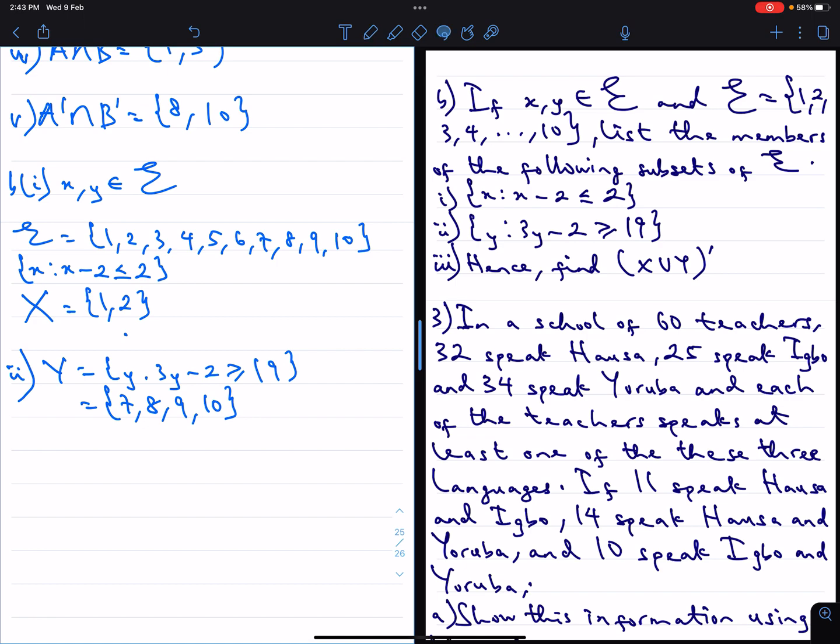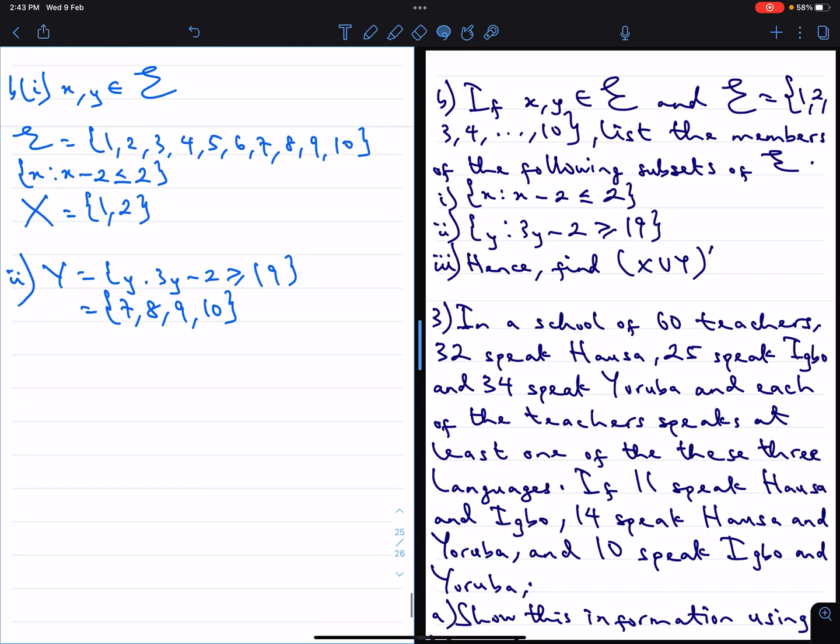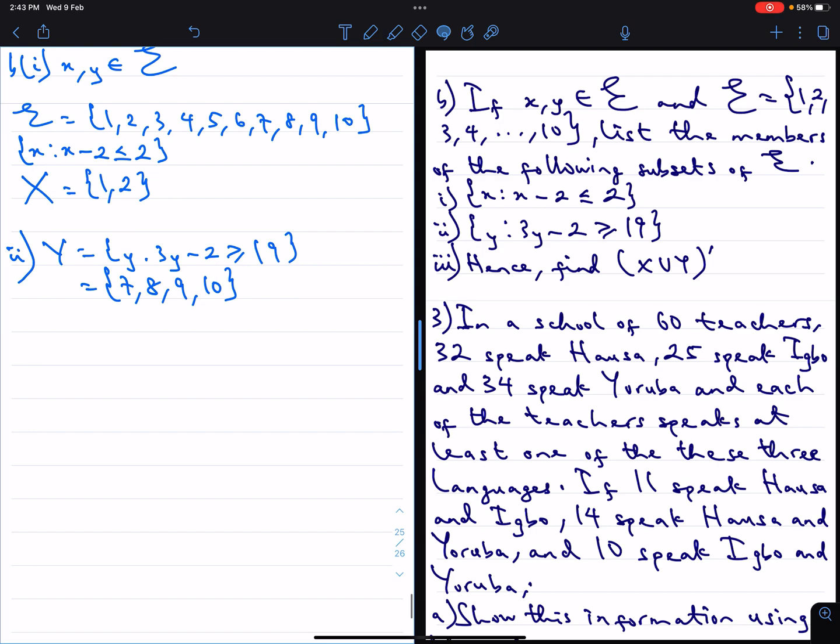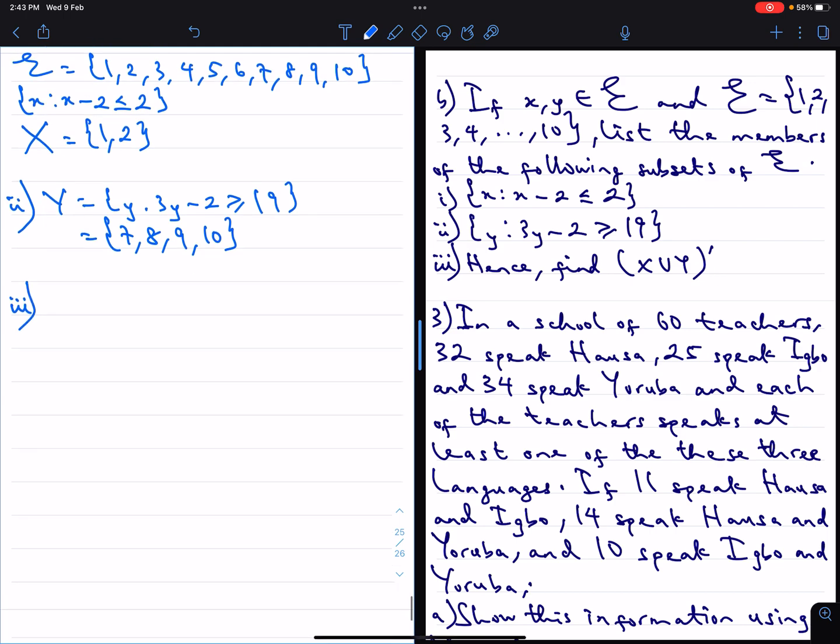Roman figure 1 is X, which has elements 1 and 2, and Roman figure 2, Y, which has elements 7, 8, 9, and 10. Now Roman figure 3 says find X union Y, find the complement of X union Y. Before we can find the complement of X union Y, we need to know the set X union Y.